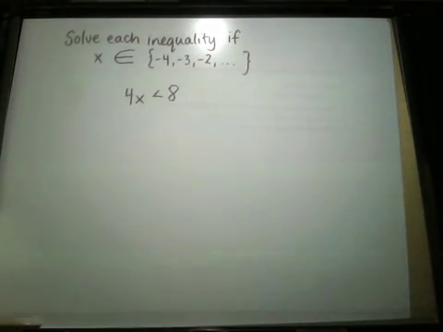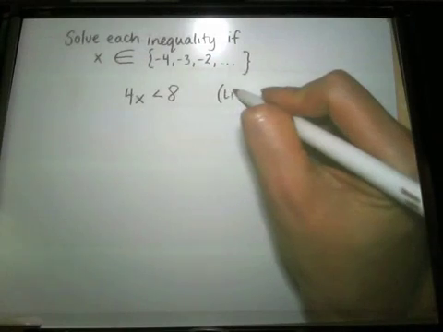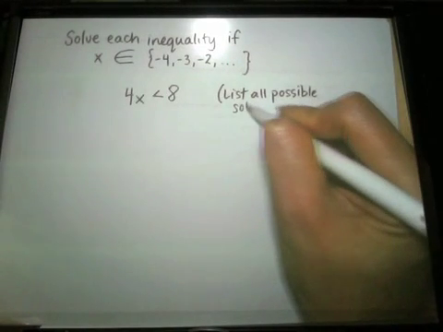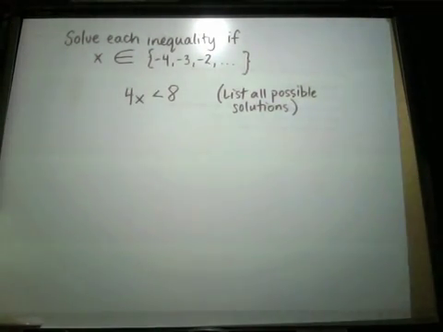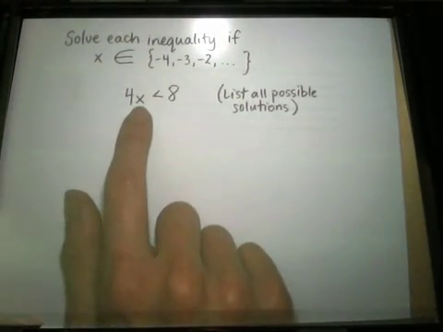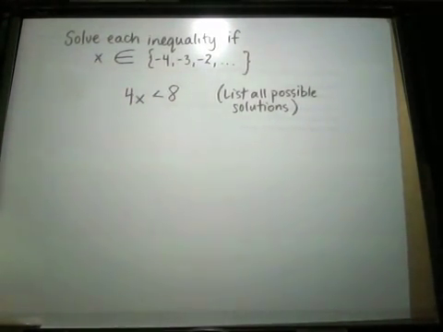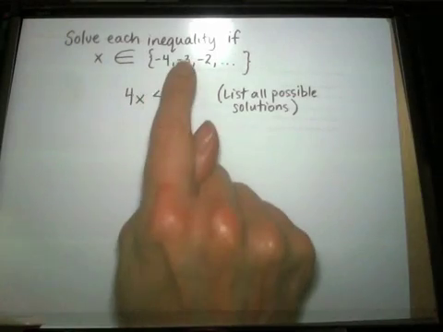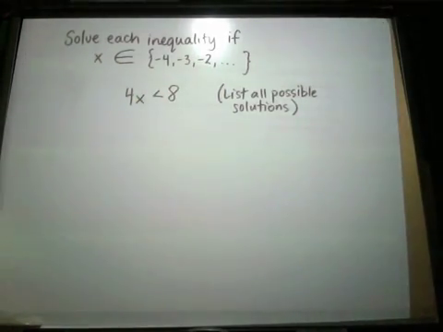Now, here's what we need to think about. To solve this, what I want you to do is list all possible solutions. Remember, a solution is something that makes it true. Your book has many more numbers in there, and you're going to need to use all of those numbers. Here's the idea: an inequality has more than one answer. I'm saying this is less than, and there's a lot of numbers that could be less than that amount. So using all of the ones that the book gives you, you're going to test out each number in the x position to see if it makes a true statement.